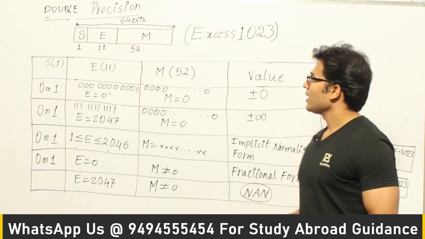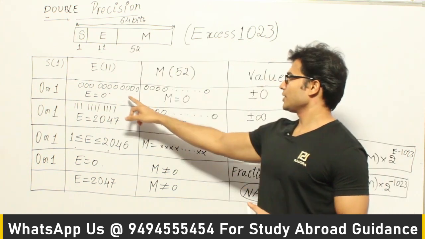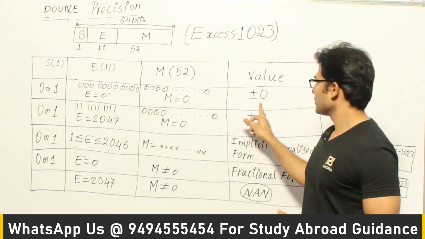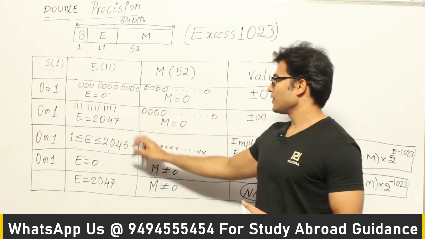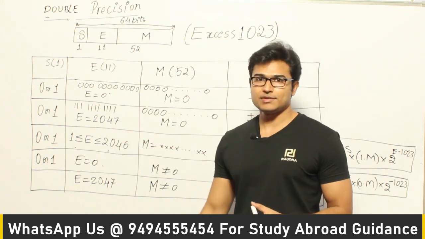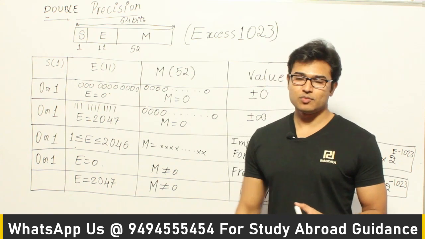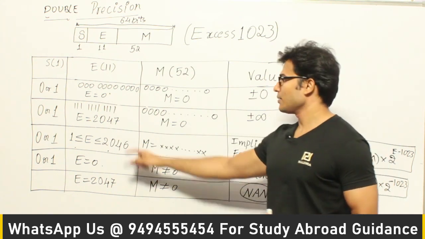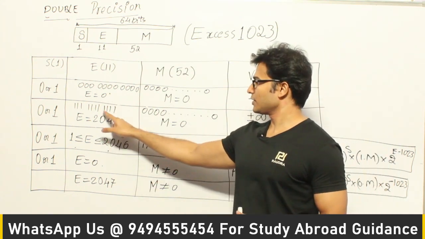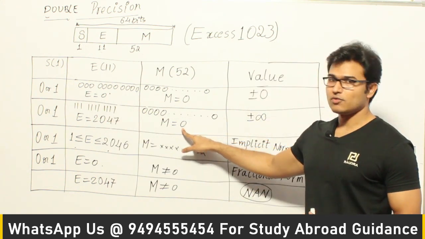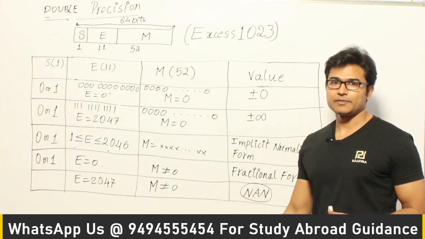Okay. Now whenever exponent and mantissa are both equal to 0, then this number represents 0. And whenever exponent is all ones, so if you have 11 ones, the value is 2 power 11 minus 1. 2 power 11 is 2048 and minus 1 is 2047. So whenever it is all ones, then if mantissa equal to 0, the number represents infinity.